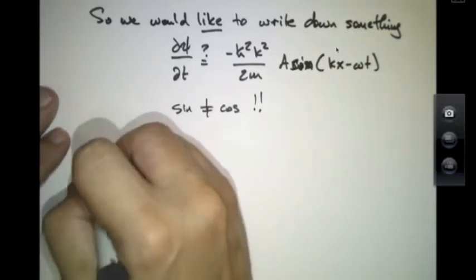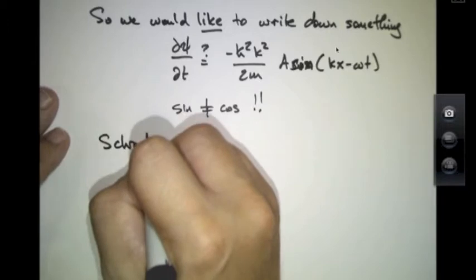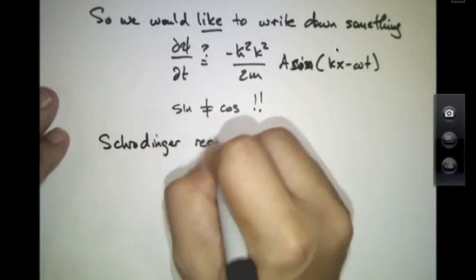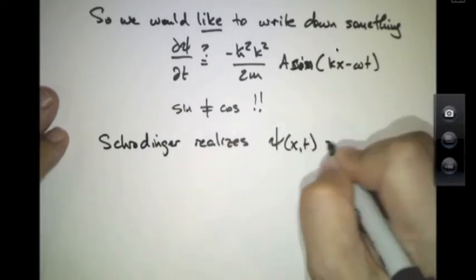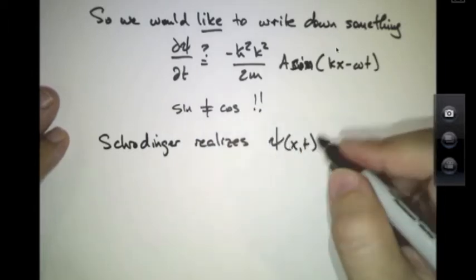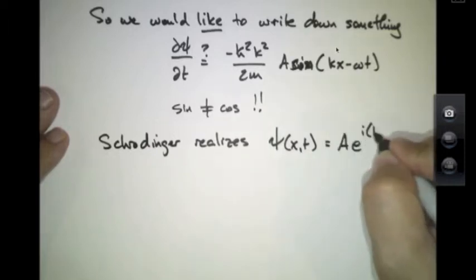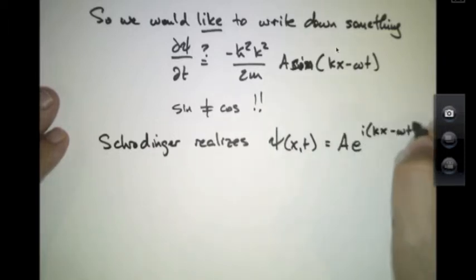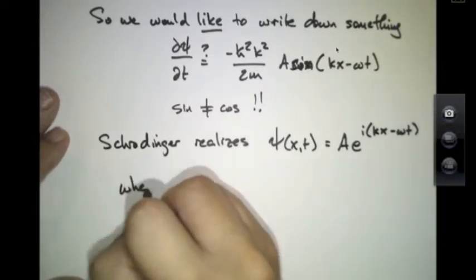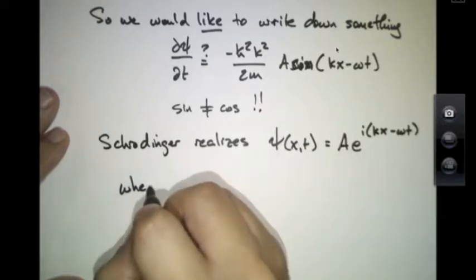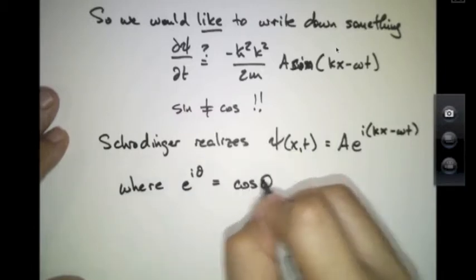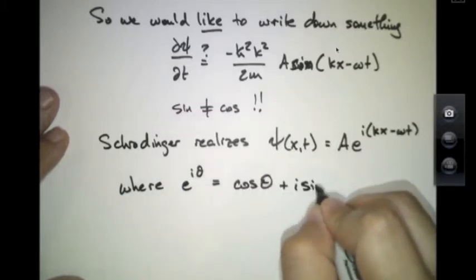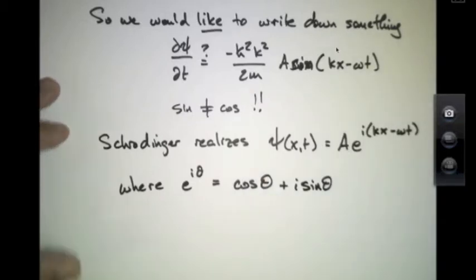So it's in this moment that Schrödinger realizes the complex numbers are involved. And that in fact, the solution for a free particle must look something like this. Where the exponential of this now imaginary number involves both sines and cosines.